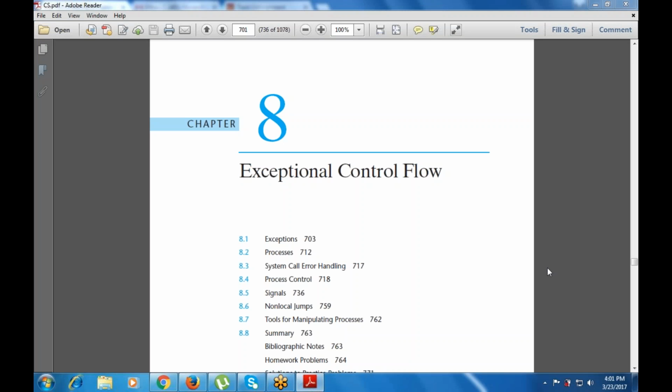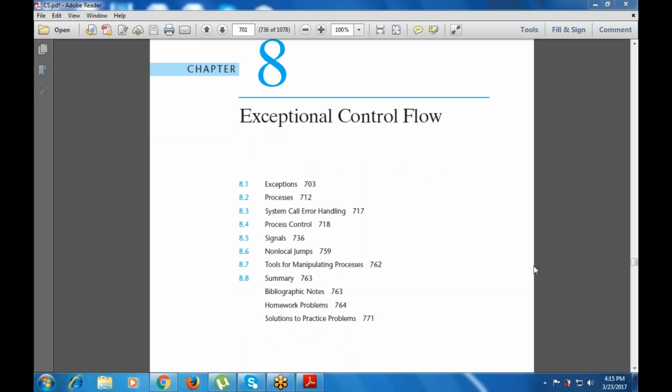Yes, today's topic is chapter number 8, that is exceptional control flow. What are the various exceptional control flows that are available, why we use exceptional control flow, and what are the various benefits and drawbacks that are available in exceptional control flow. In this chapter we study the try block and catch block.